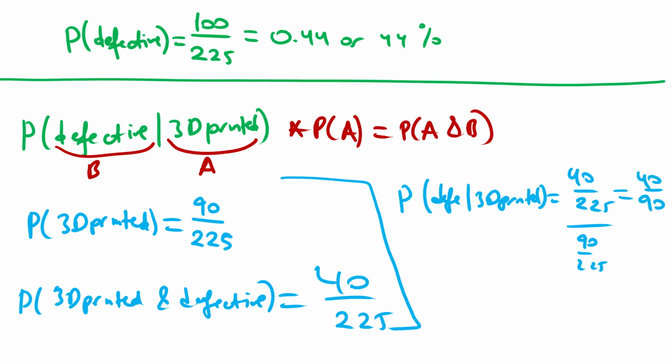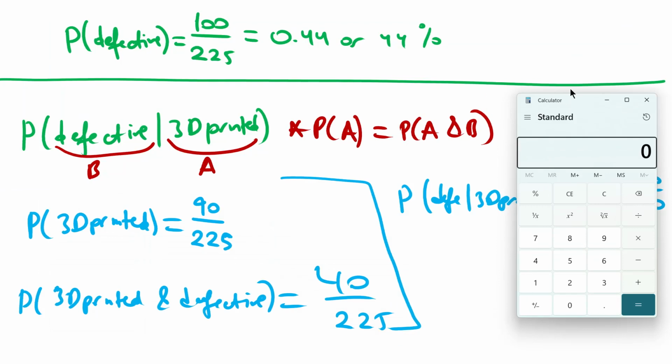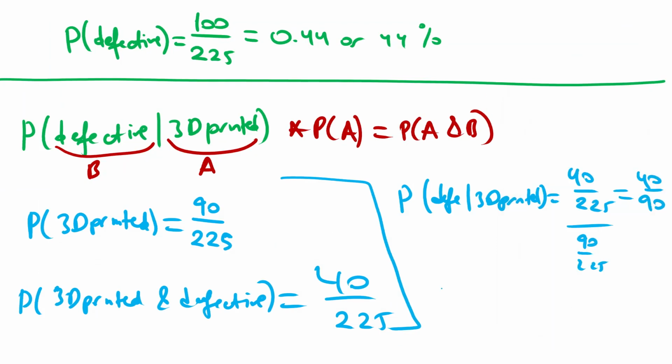If I check it, 40 by 90 is 0.444. P of defective given 3D printed is 0.444, or 44%. So as you can see, being 3D printed did not affect being defective. If I select any random product, the chance that it is defective is 44%. But if I select any 3D printed product, the chance of it being defective is again 44%. So from this result, being 3D printed does not affect the number of defective parts. They look like two separate events.